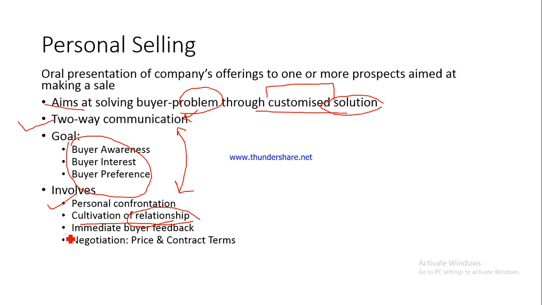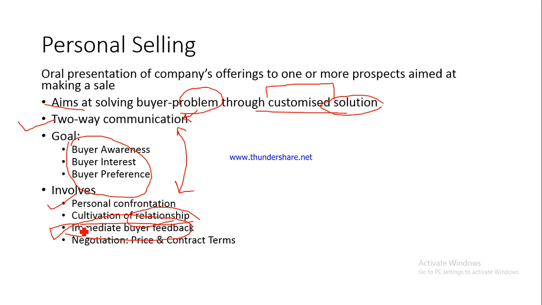Again, now this is very important, immediate buyer feedback. Now this is a very, very important feature of personal selling. Why? Because the salesperson has access to instant feedback. Take an example of a salesperson who has gone to a buyer and is making a presentation. Just by looking at the posture of the buyer, just by looking at the gestures that the buyer is making, that the prospect is making, the salesperson can understand whether the buyer is interested in his offer or not. So the buyer does not even need to say anything.